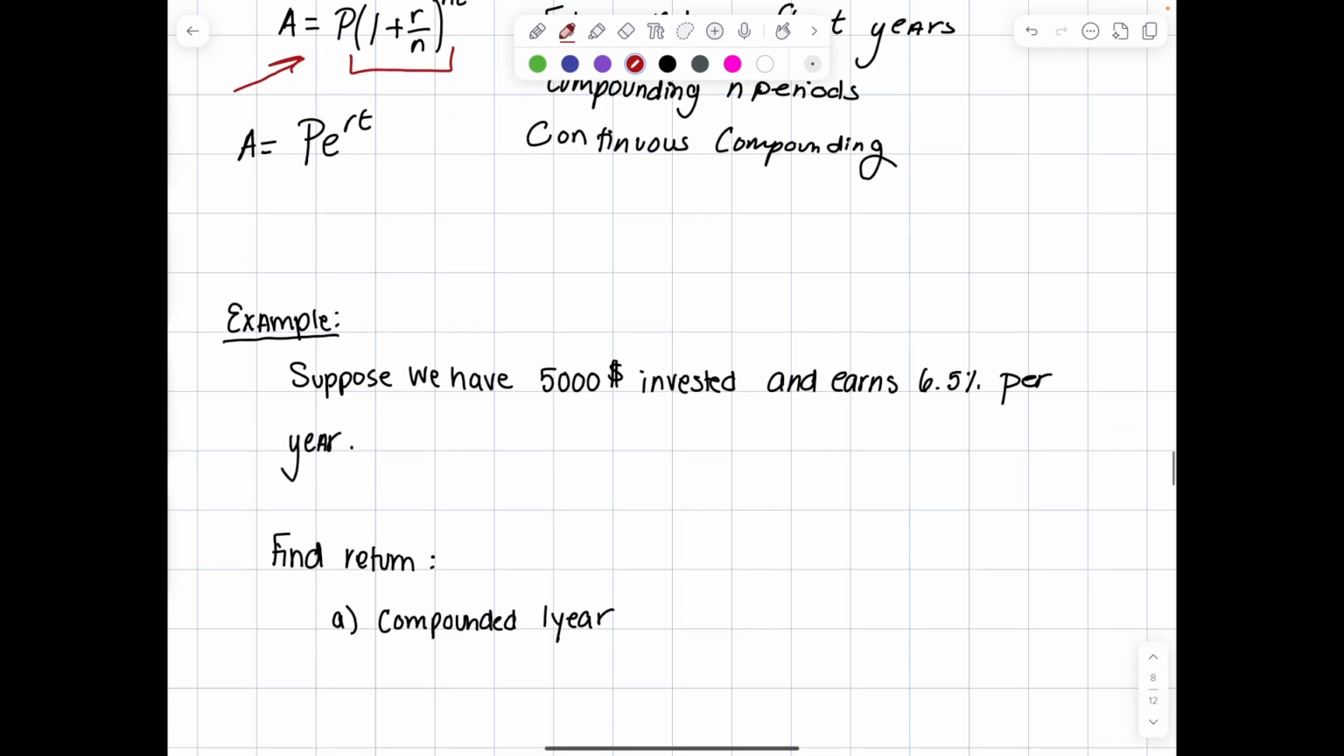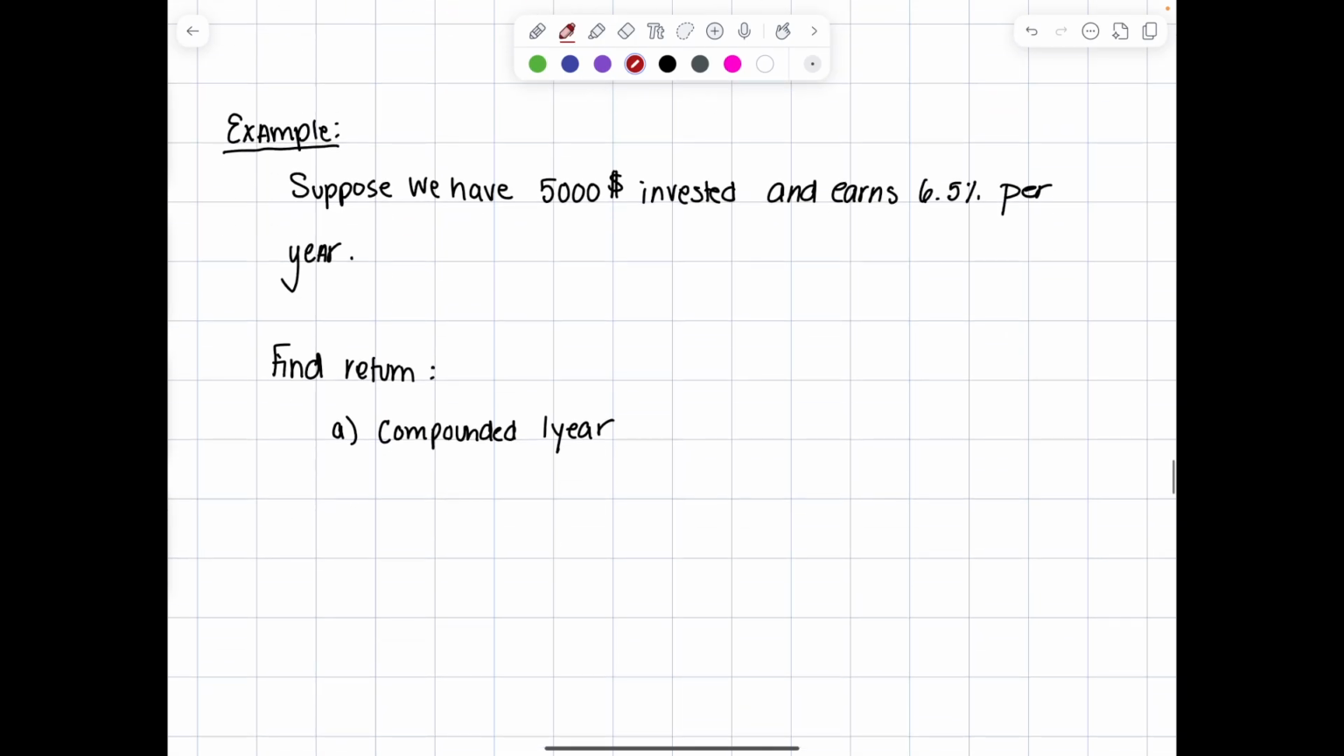Okay, so suppose that we have $5,000 invested and it earns 6.5% per year. That's the percentage of interest that we are earning, and we're putting $5,000 into this account. This would probably be some type of bank account that's earning interest. Stocks and bonds have their own thing going on. They have their own formulas, so they're not necessarily going to be just like this. So you have to be careful of exactly the kind of problem that we're trying to do.